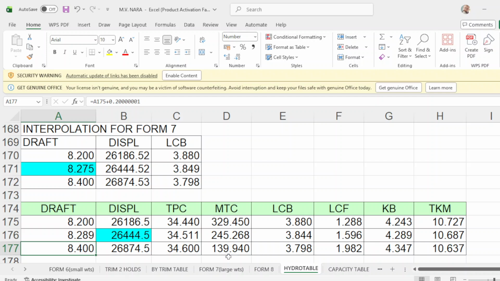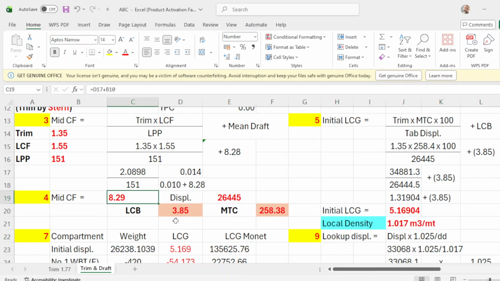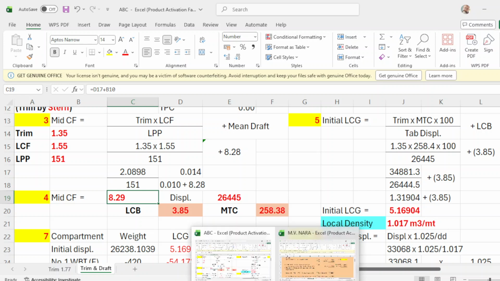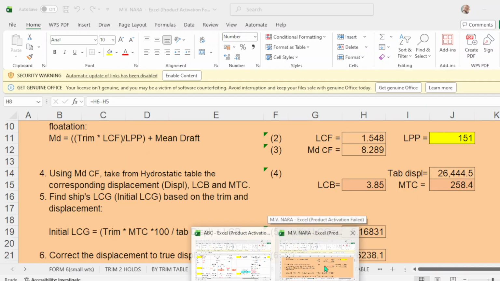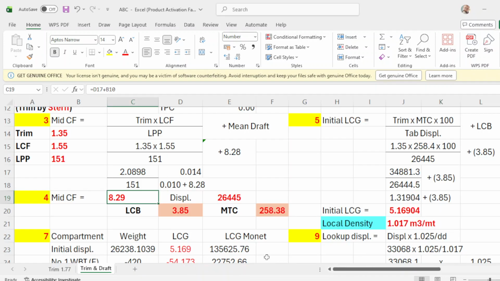MTC is 245, but 258. Okay, what I have here, put this one, should be MTC is 25838. 25838 already, 258.4, which is already rounded up to 4, but I have 25838, and LCB is 3.85.